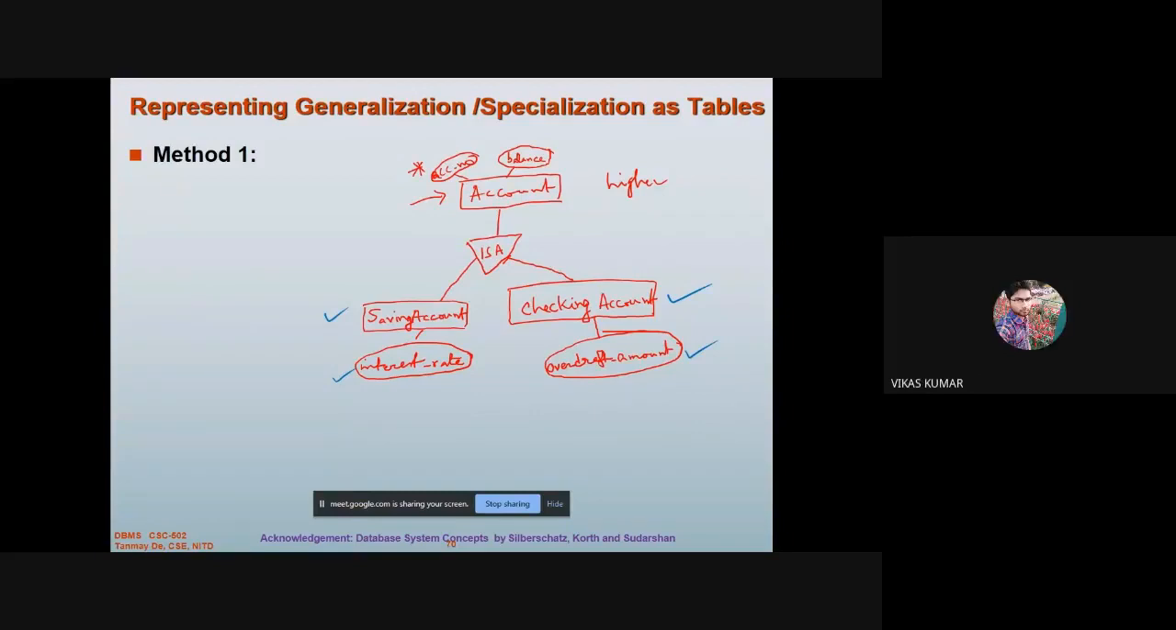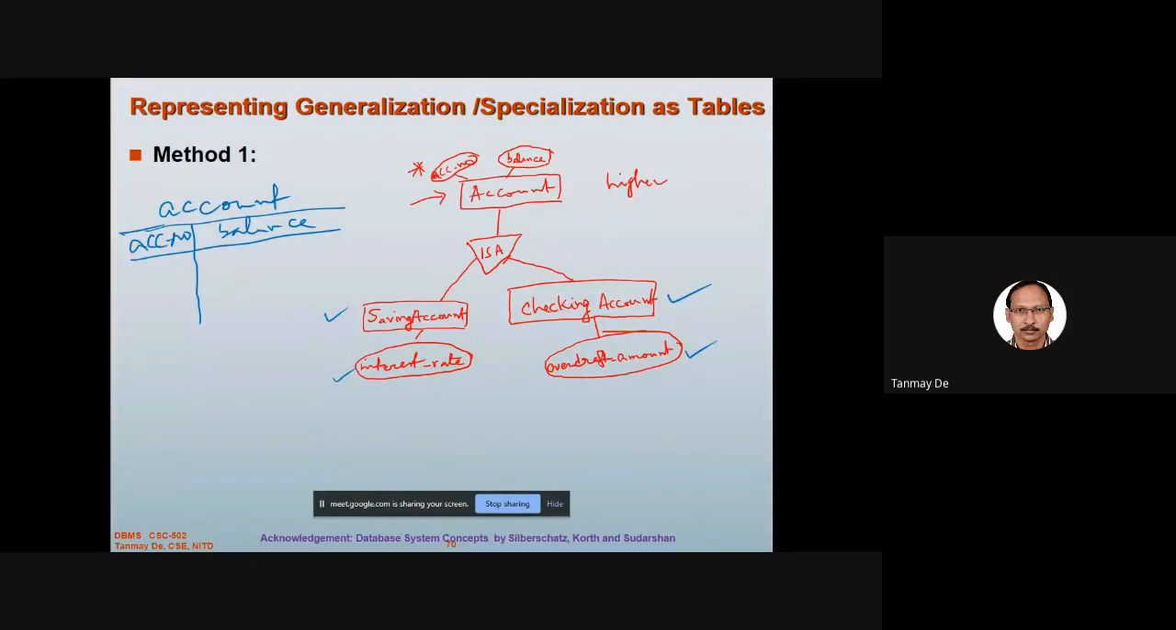Okay. So for that, if we convert this into tables for the relational database system, what are the tables? By this method, there is one table for account. In this table, what are the columns? Account number and another is balance.